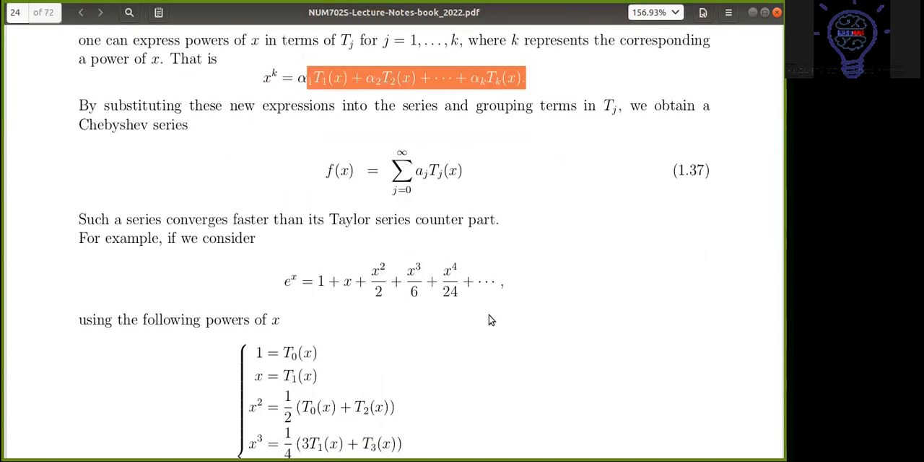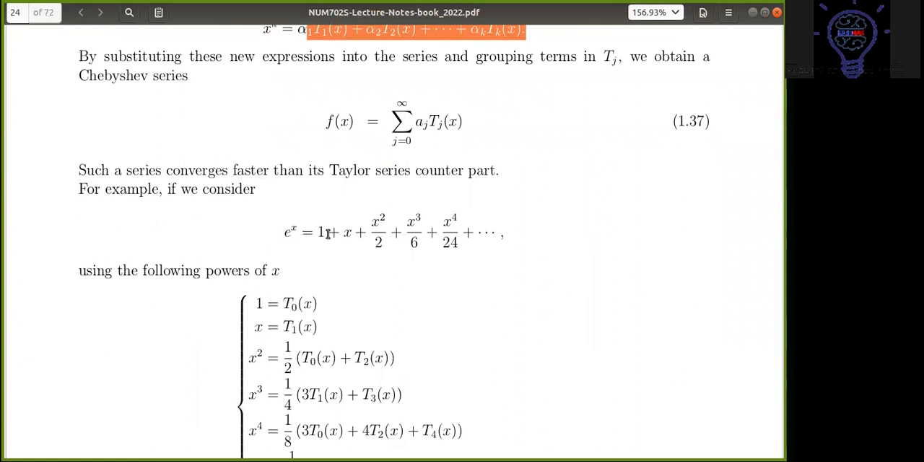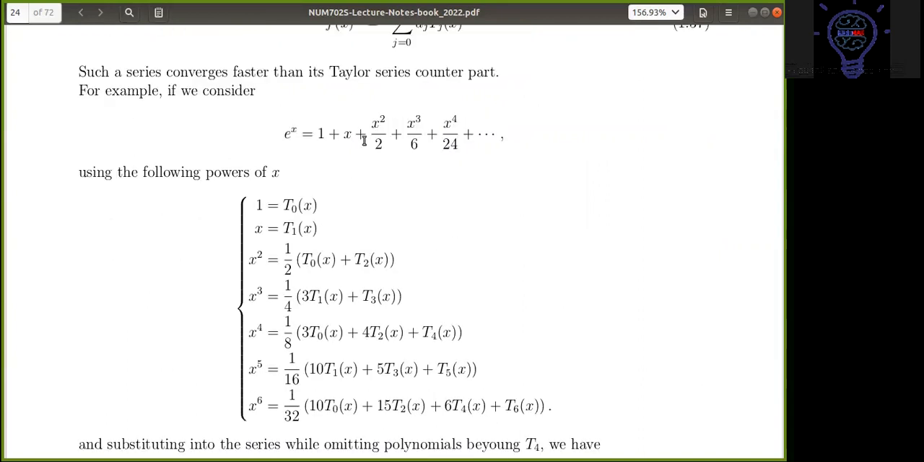As an example, if we consider the exponential function, which is given by this Maclaurin expansion, a particular form of Taylor's expansion in the neighborhood of zero. For this particular case, if we just consider the seven terms in this expansion, we can express each of these monomials, that is 1, x, x squared up to x to the 6, using this linear combination of Chebyshev polynomials.